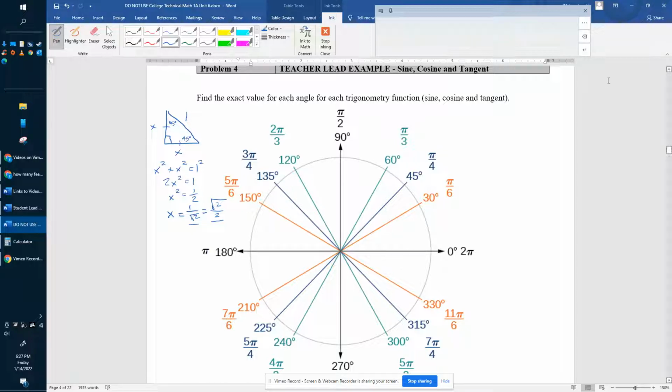Let's look at another special triangle. Let's look at an equilateral triangle. Make it as equilateral as I can. So all of the sides are equal. All of the angles are 60 degrees.